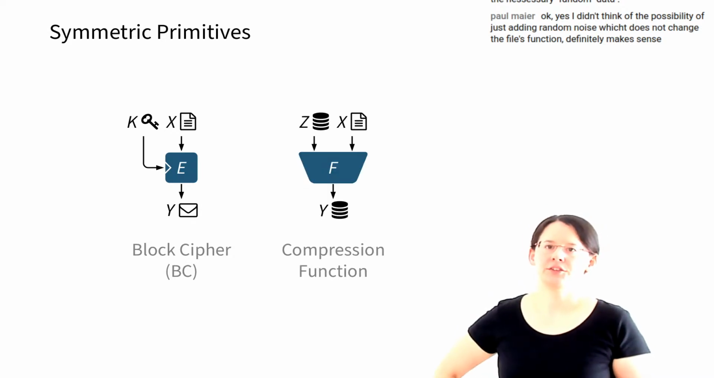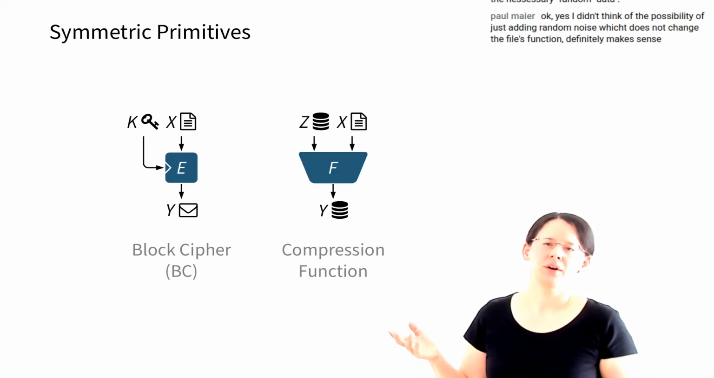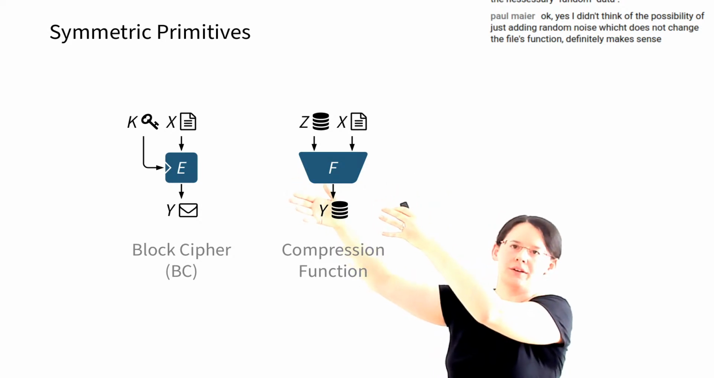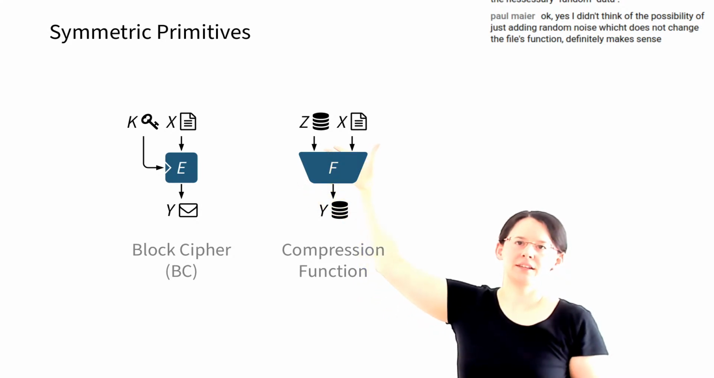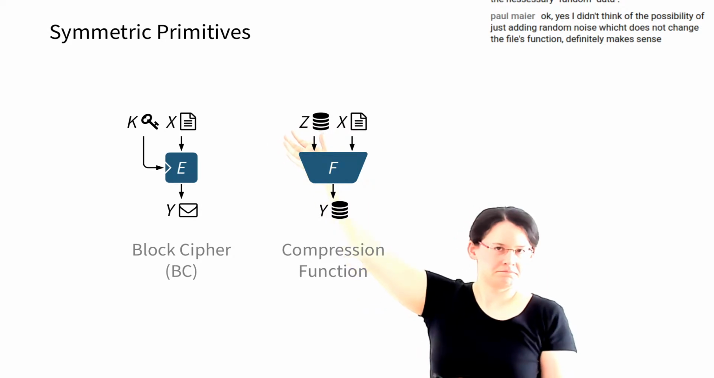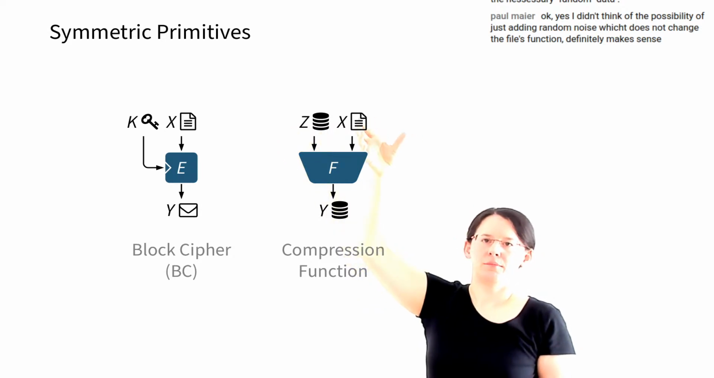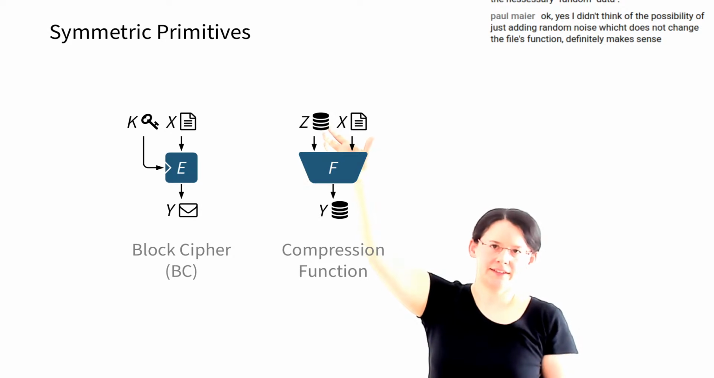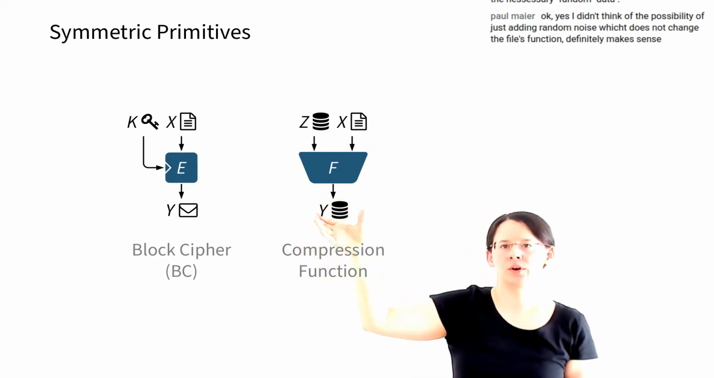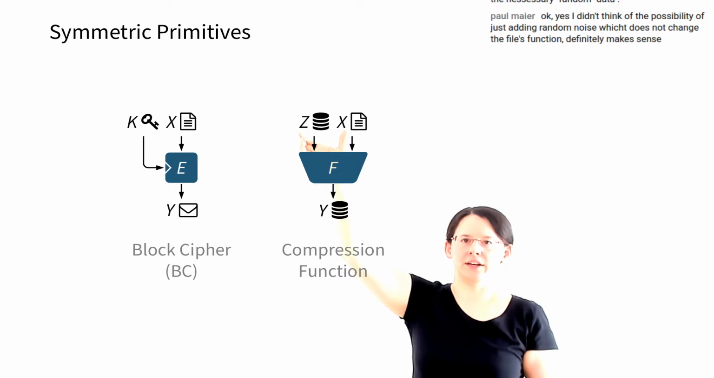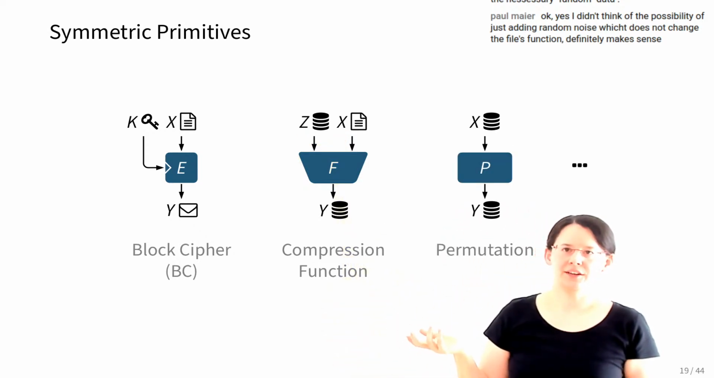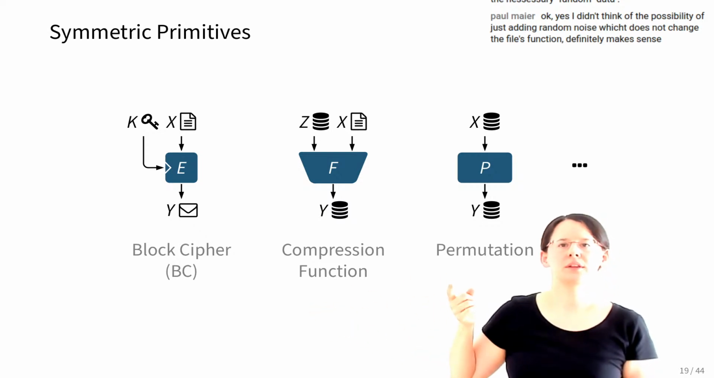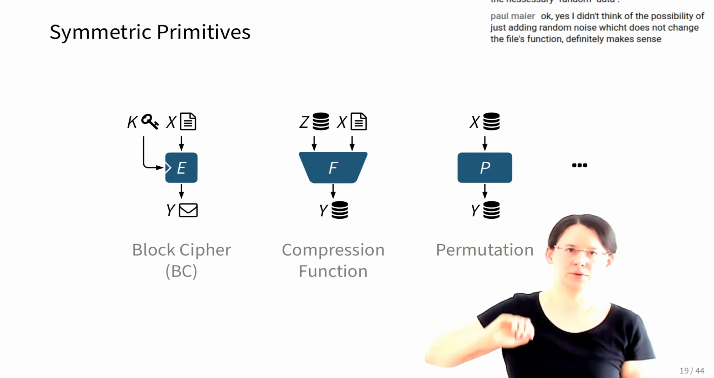There are also other primitives such as compression functions. What do these do? They compress a larger input into a smaller one. So this sounds a bit like a hash function. The main difference is the compression function only accepts an input of fixed size. So typically it takes an input chaining value and combines it with some message block X, compresses them together and produces a new chaining value which has the same size as the input chaining value. And then there are other ones, like for example permutations, which are like block ciphers but without a key input and typically with a larger input and output.